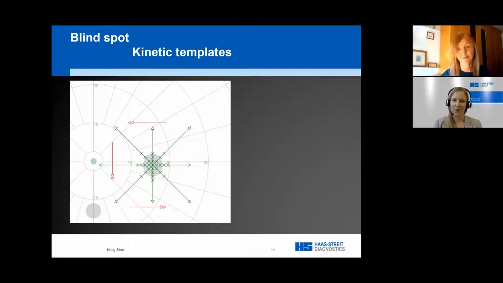Could you give us a brief description on how they work? So we plot the reaction time vectors close into the blind spot. Obviously, if the blind spot is larger, you need the reaction time vector a little bit further out again. But the reaction time vector means that you're plotting it in an area where the patient already can see. So the moment that light comes on, the patient is actually able to see it.